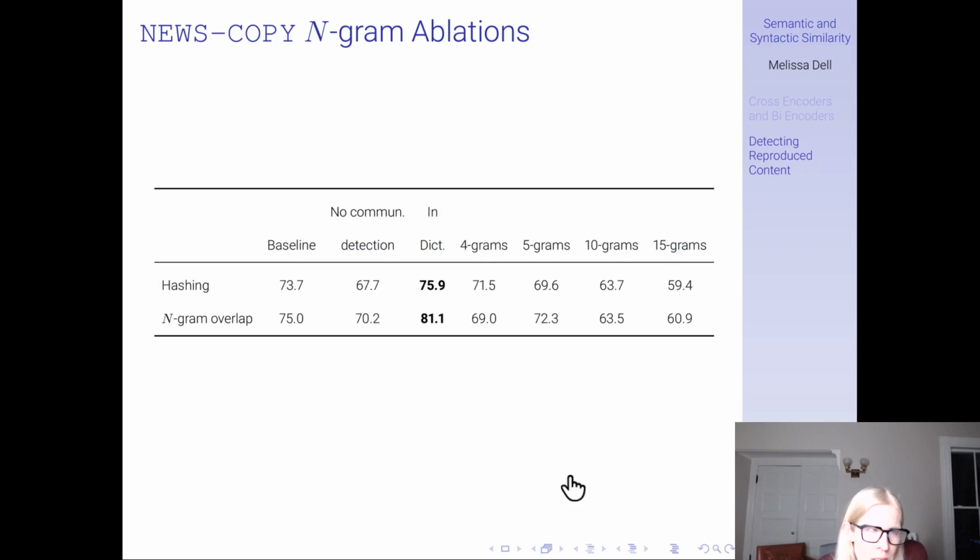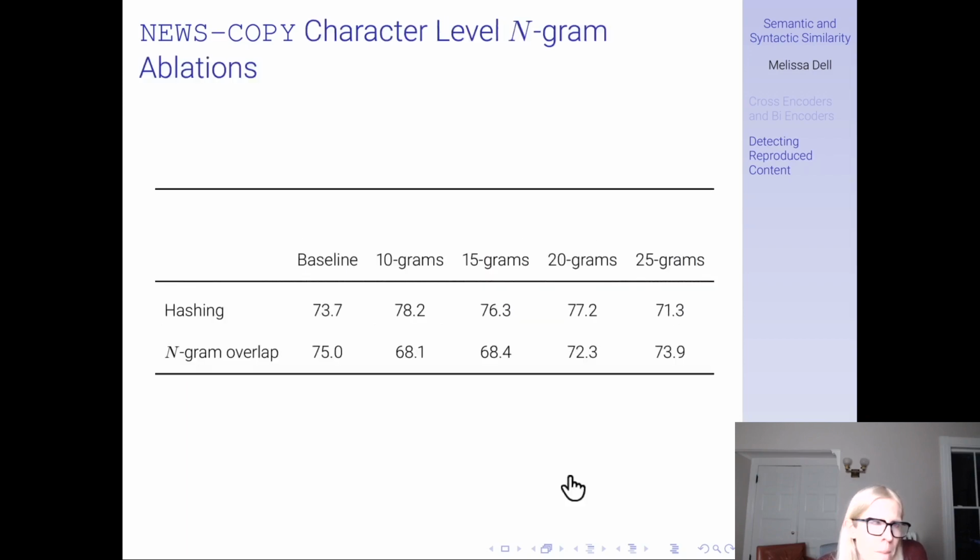Okay, we can also do ablations on the n-grams. If you take out community detection, it does make it more noticeably worse, I'd say, than in the neural methods. We can force every word in the article to be in the dictionary, and we do a bit better, but the neural methods still really outperform n-grams. And then finally, the baseline uses 3-grams, but we can use 4-grams, 5-grams, 10-grams, 15-grams. Actually the 3-grams do the best.